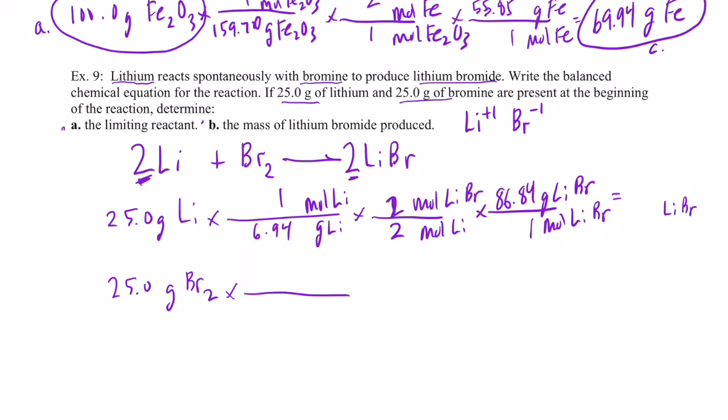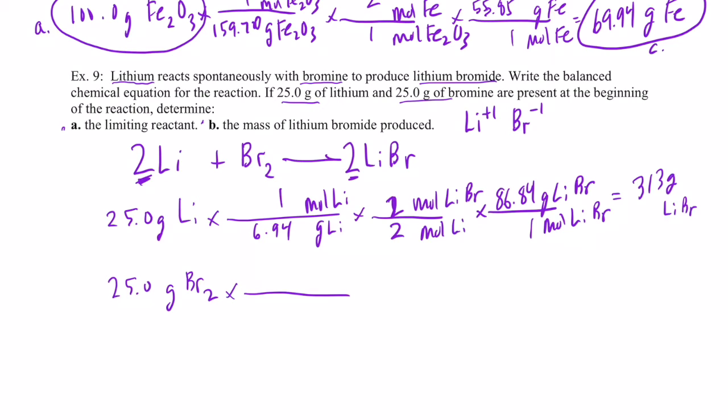So let's do the math now. 25 divided by 6.94. We can times it by 2 and divide by 2. That's fine. And then we'll multiply that by 86.84. And to 3 significant figures, it looks like I end up with 313 grams of lithium bromide that can be produced.